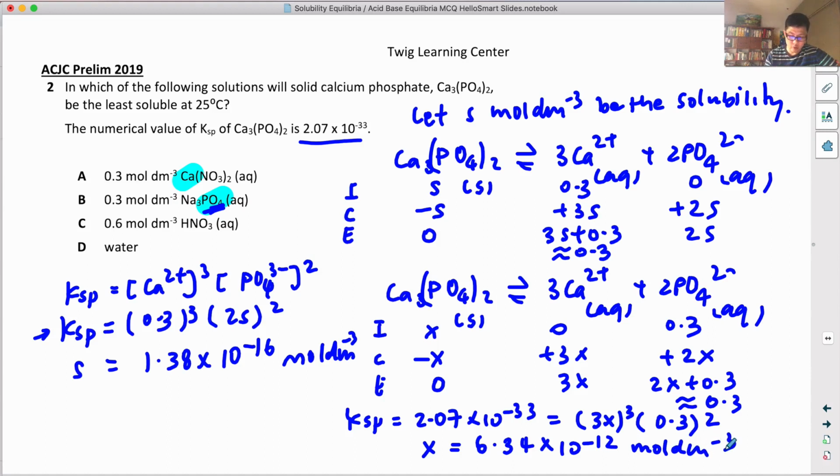So let's look at the two values. The one that will be the least soluble, of course, has the smallest value. So in this case, it will be C. Okay, I'm sorry, it should be A. So this is the answer. That's the one.